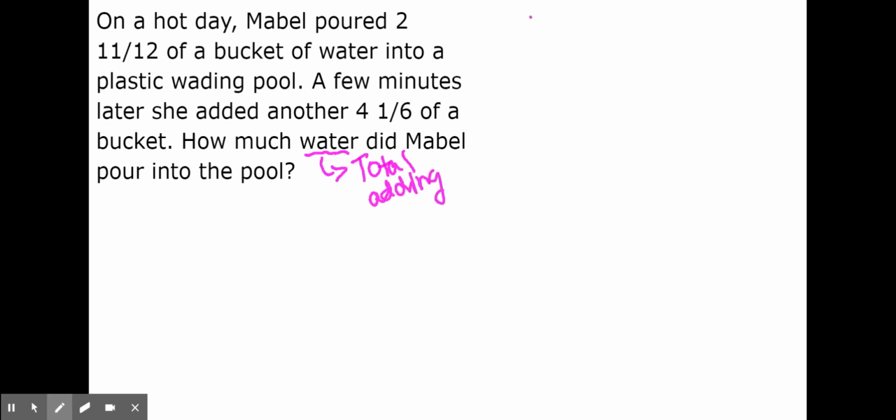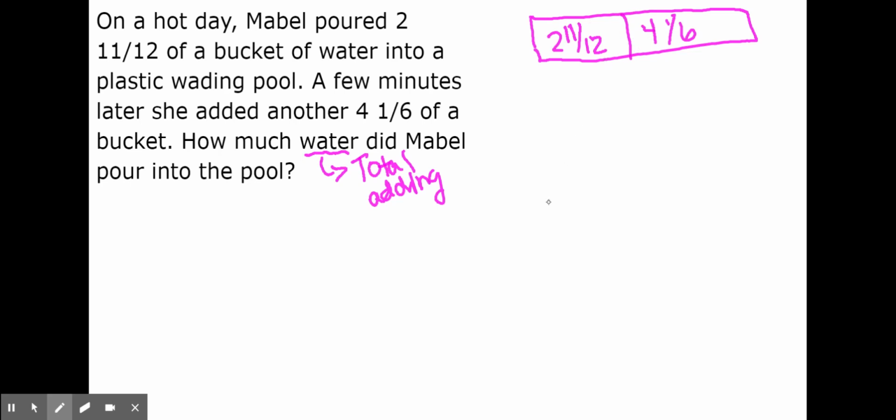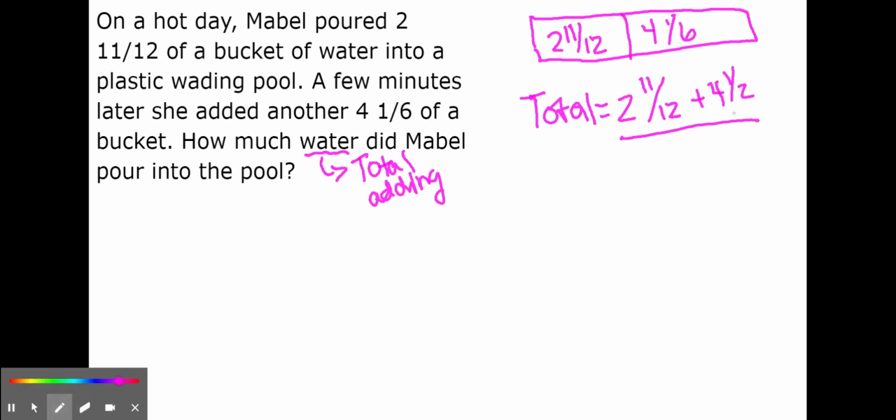So I can model this. 2 and 11/12, and then 4 and 1/6. So this is kind of going to be my total. I can also write an equation, right? So total equals 2 and 11/12 plus 4 and 1/6. So my equation right here, this is my addition. That's what I'm going to do. So the first thing I'm going to do is rewrite it vertically.